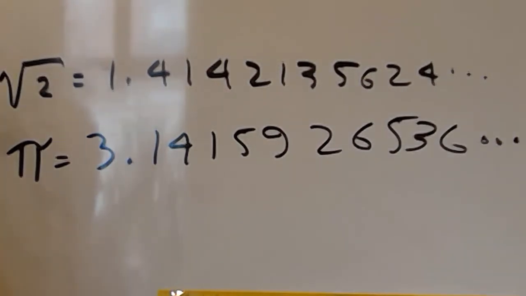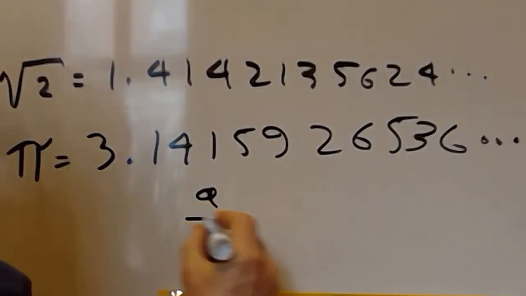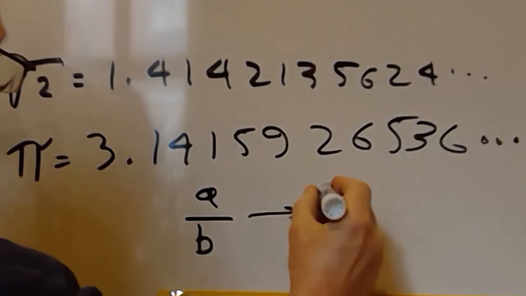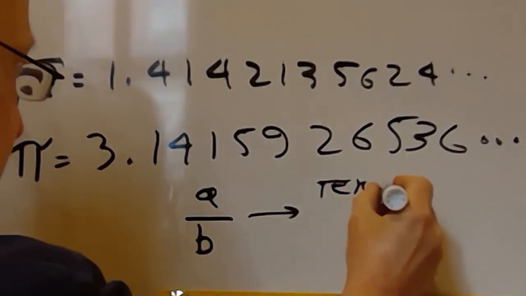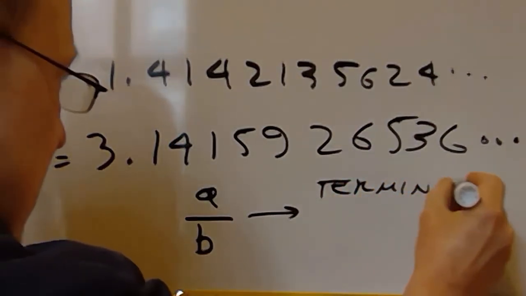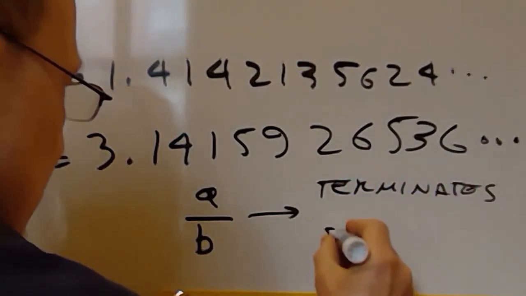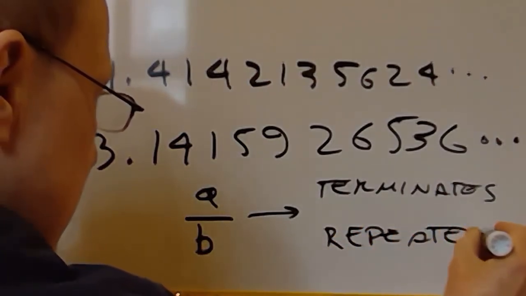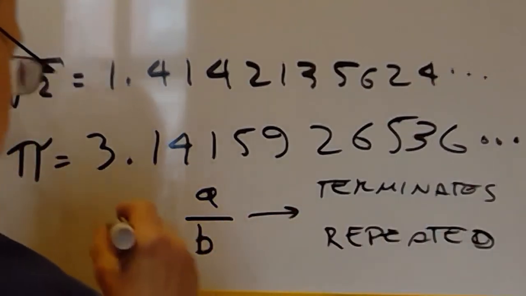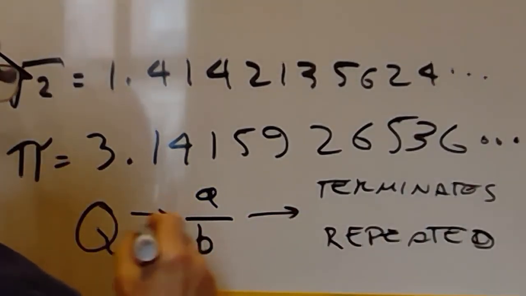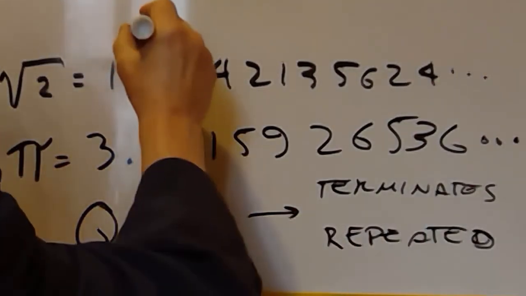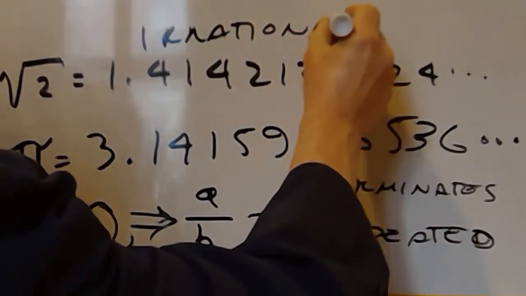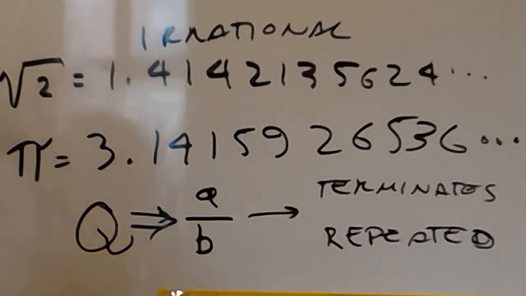And this is what happens with irrational numbers. Irrational numbers you cannot put into the form of A over B, which either terminates or is repeated. And that's rational. Rational implies these are irrational, which does not do this.